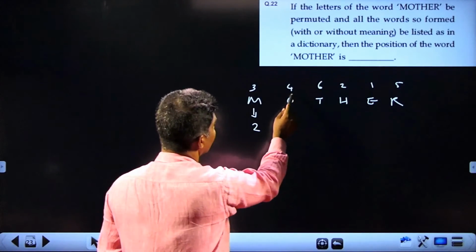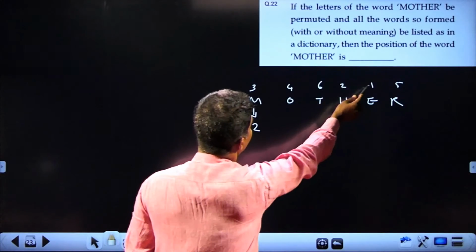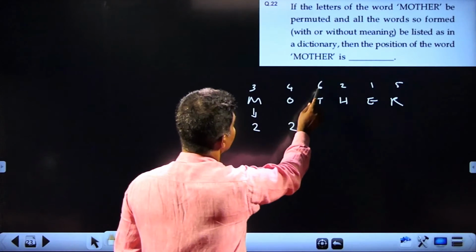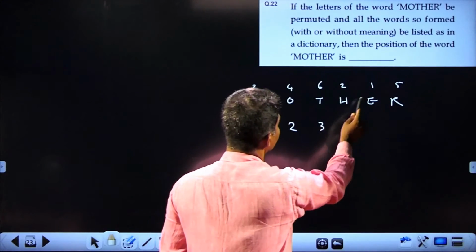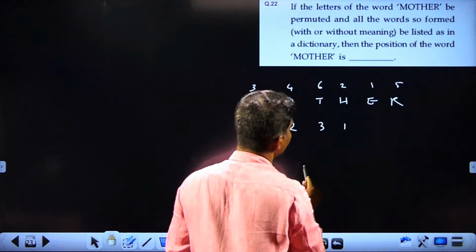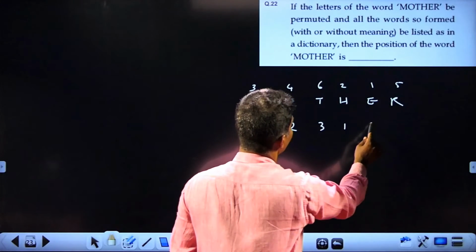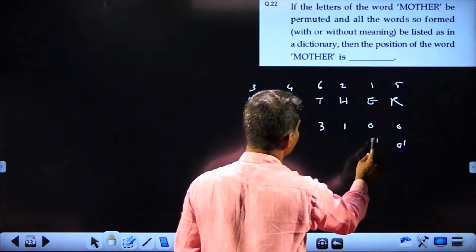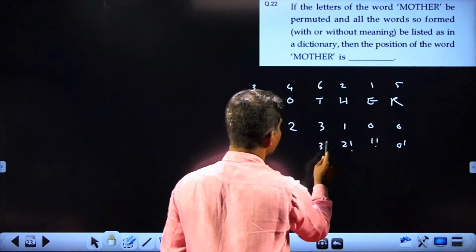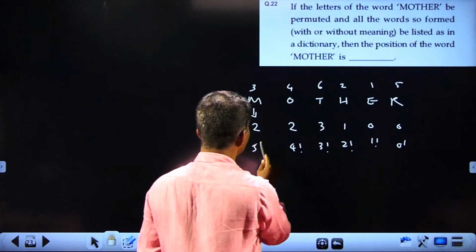You will write 2 here. From 4 you can see that again 2 and 1, you will write 2 here. For 6 you can see that all the 3 letters are there, 3 is here. In H you can see that only 1 letter, so write 1 there. And here you will write 0, no other letter, here also you will write 0. Then you will write 0 factorial here and 1 factorial, 2 factorial, 3 factorial, 4 factorial and 5 factorial.